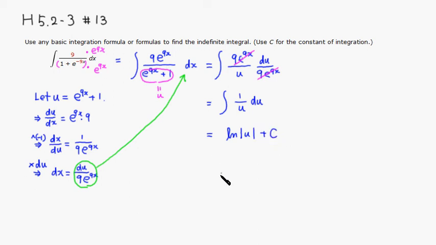Then we just need to put the original expression back in. u is the same as e to the 9x plus 1. So we put that in. It's the natural log of the absolute value of e to the 9x plus 1, plus some constant c. So this is the answer we're looking for.